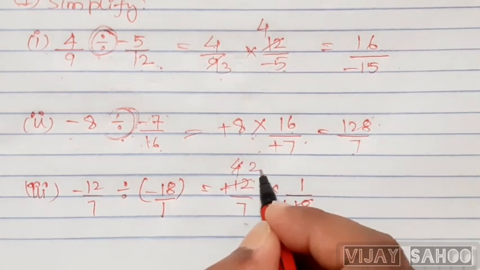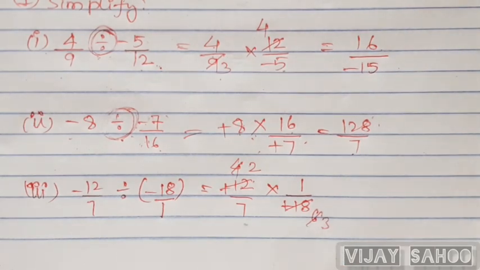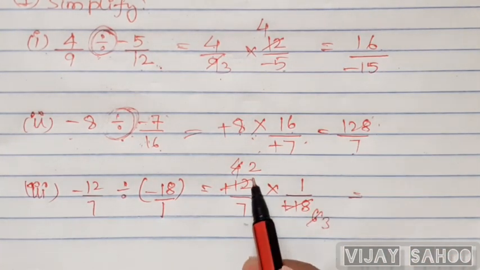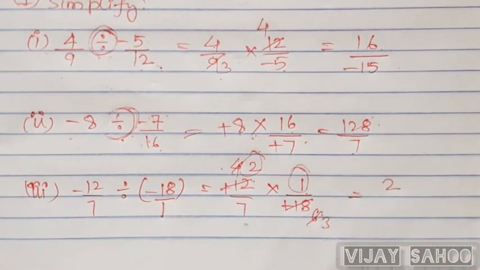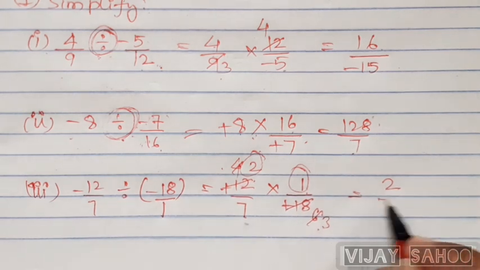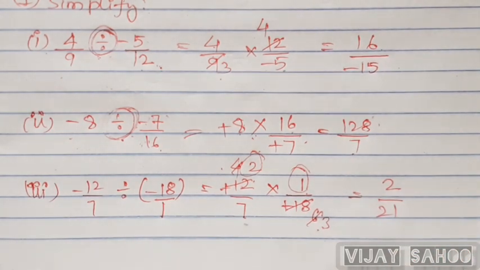Again 2, 3. Now any other cancellation is possible? No. So what is left at the numerator? 2 and 1. So 2 multiplied by 1 is 2. 7 multiplied by 3 is 21. So this is the way to solve equation number 1, that is simplification.